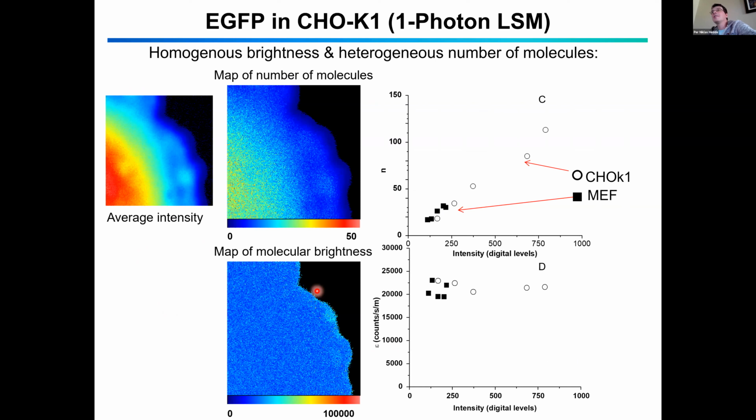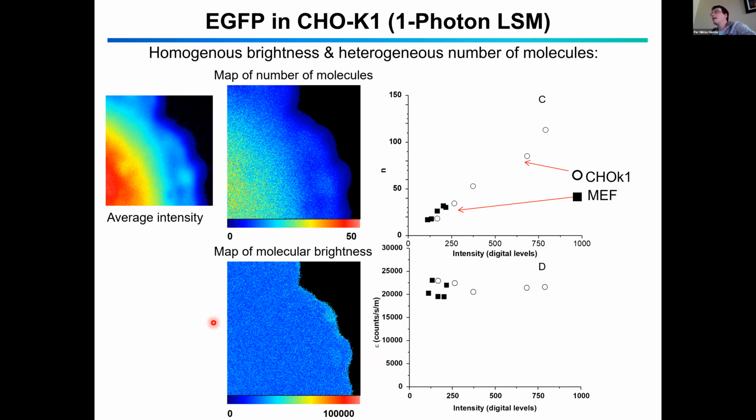Okay, now to the application in cells. Here's a cell that's just expressing the green fluorescent protein. On the top left, you have the average intensity. On the top center, you have an image or a map of the number of molecules. You can see that further inside the cell, you have more GFP molecules on average. And then down in the bottom center, we have the map of molecular brightness. And as you can see, it's the same everywhere, because in this case, the cell is just expressing EGFP, which is mostly monomeric if expressed at levels that are only in the nanomolar range.